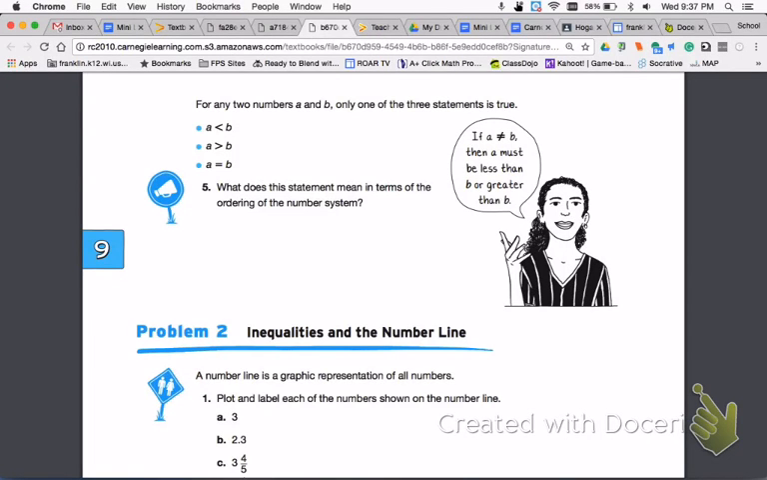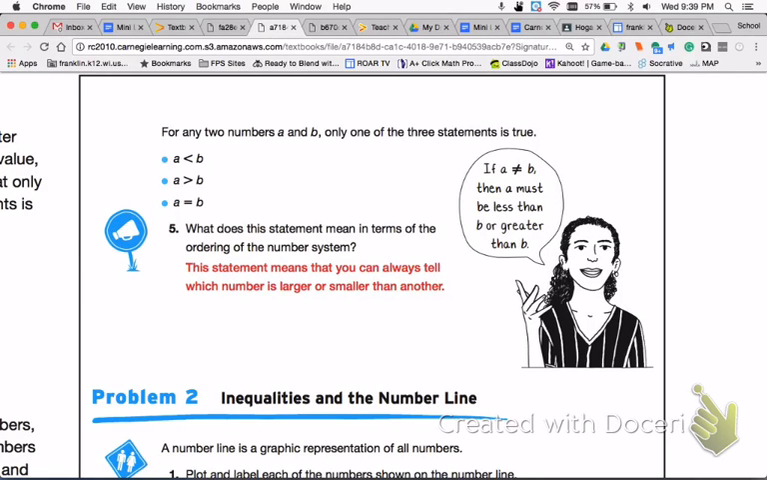Please turn to page 608. For any two numbers A and B, only one of the three statements is true. A is going to be less than B, A is going to be greater than B, or A is going to be equal to B. If A is not equal to B, then A must be less than B or greater than B. This statement means that you can always tell which number is larger or smaller than another.